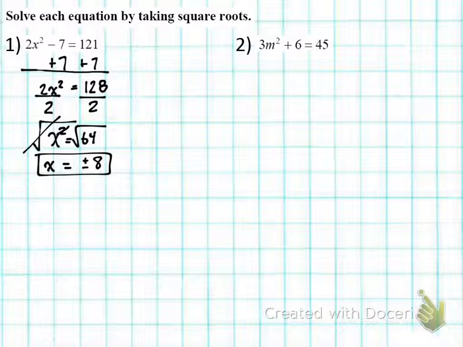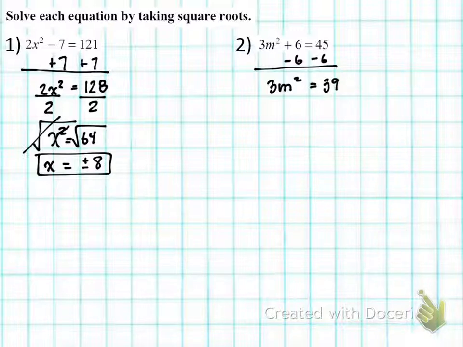Watch me do number 2. Again, we have a is equal to 3 here. There is no b, so b is 0. And there's a c of 6, and then there's 45 on the opposite side, which is also a c. I know that there is no square root of 3, so I'm going to have to isolate the m squared. I'm going to subtract 6 on both sides. When I do that, I get 3m squared is equal to positive 39. Divide both sides by 3. So we get m squared is equal to 13.